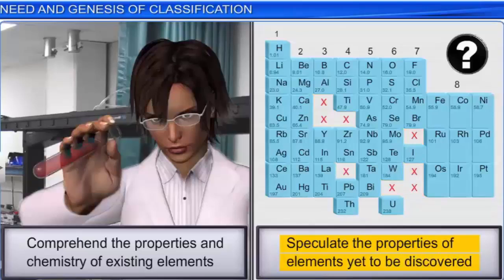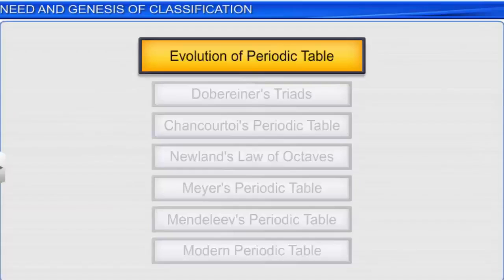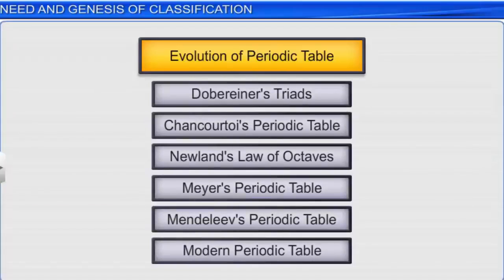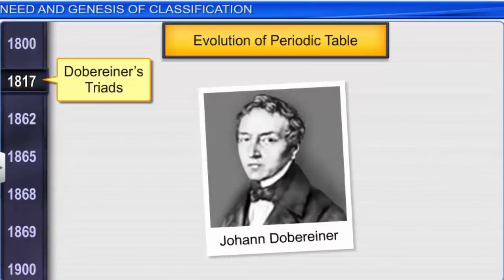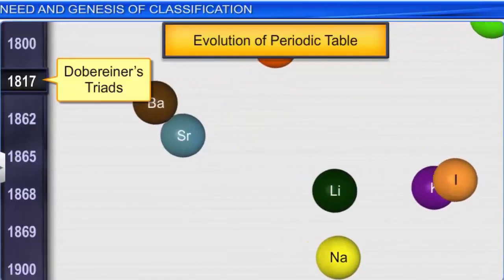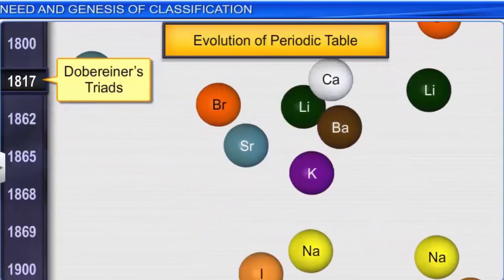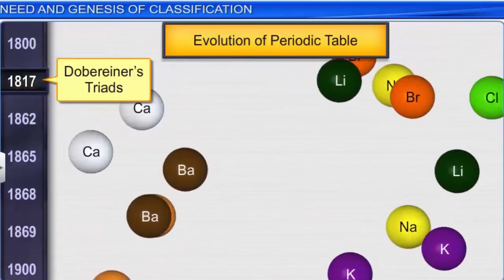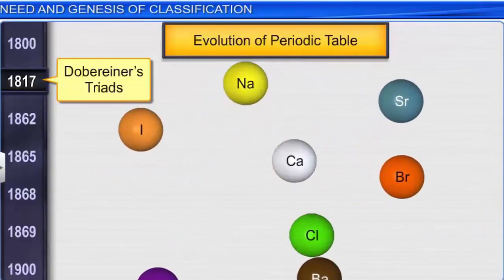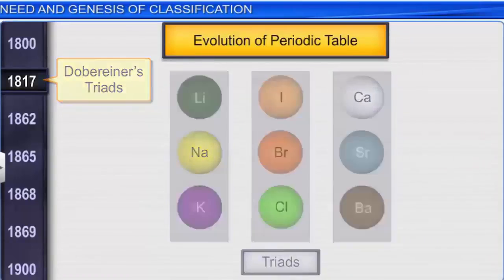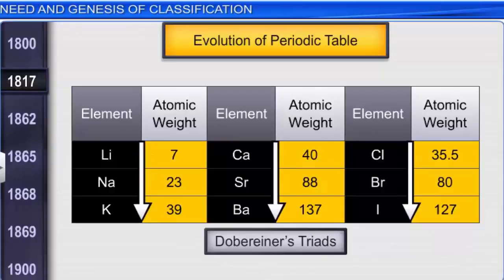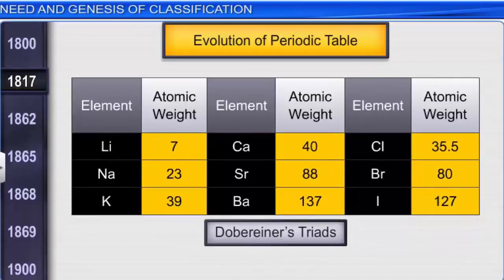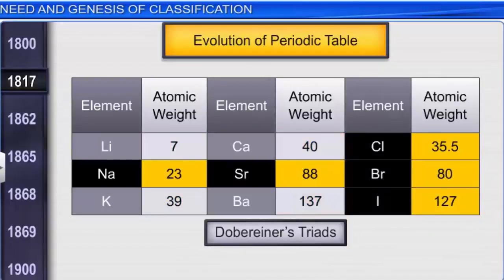Since the 19th century, scientists have attempted to classify elements using different approaches. For example, in 1817, German scientist Johann Dobereiner noticed similarities in the physical and chemical properties of elements and observed that these elements formed groups of three. He called these groups triads. He found that the elements in each triad, when arranged in the increasing order of their weights, demonstrate that the atomic weight of the middle element is the average of the other two elements. This he called the law of triads.